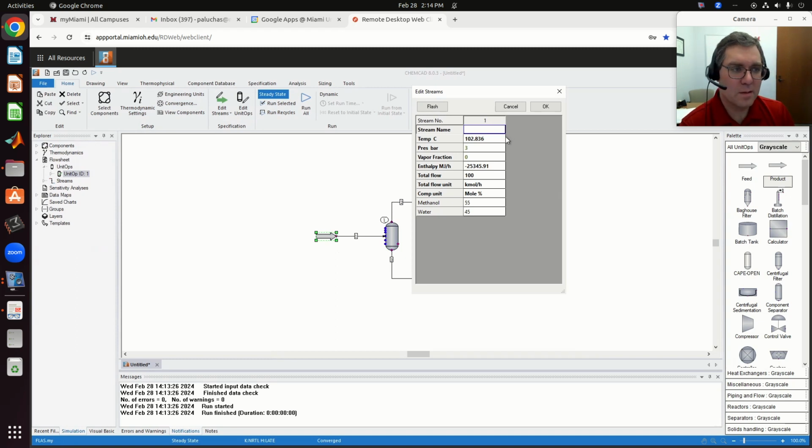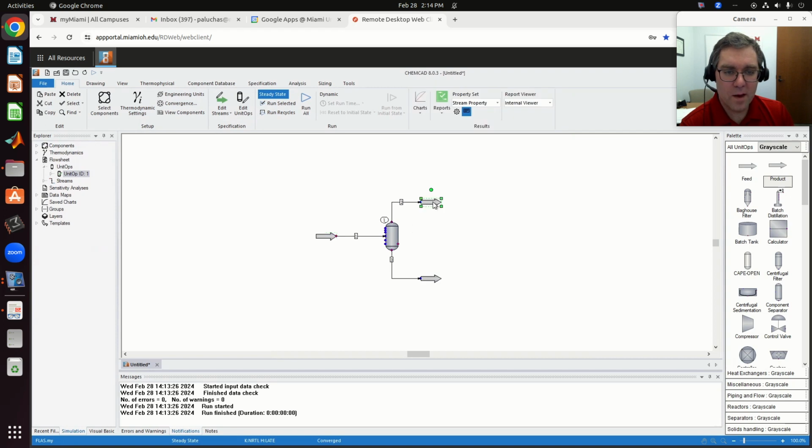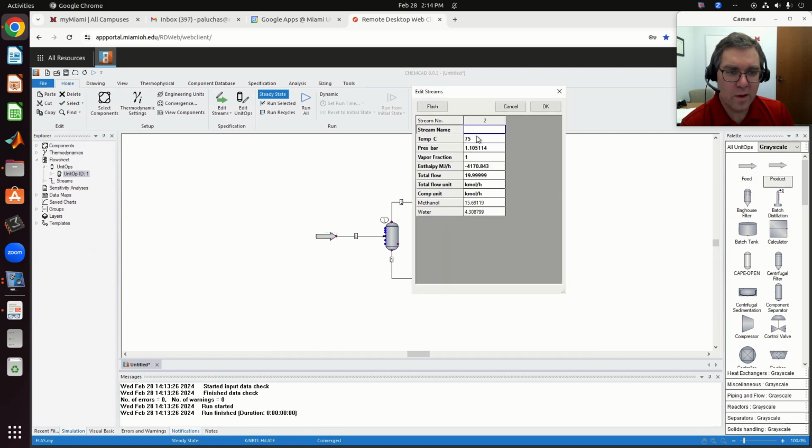Okay. But yeah, I'll also point out, when I look at my pressure, my exit stream is at 75 degrees C, and my drum is operating at 75 degrees C. I specified the fraction vaporized and the temperature. I didn't specify the pressure, right? And we see the pressure is actually reduced to 1.1 bar.